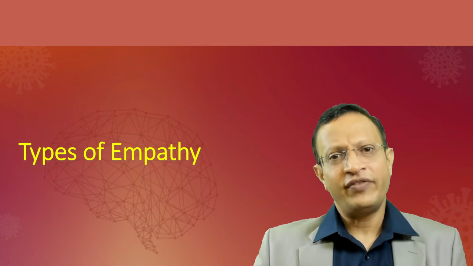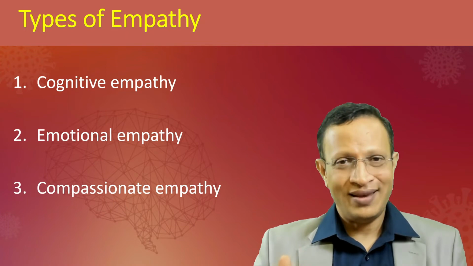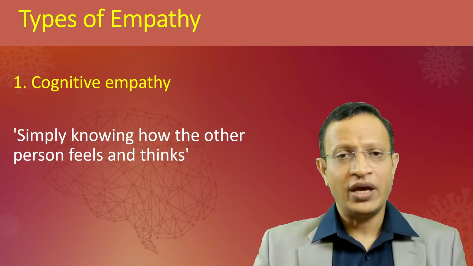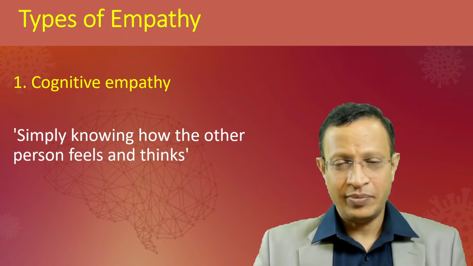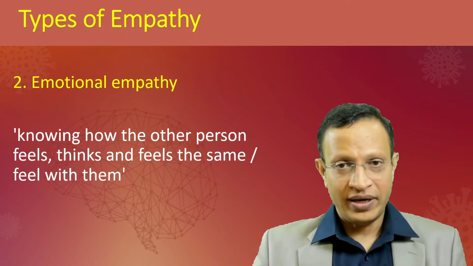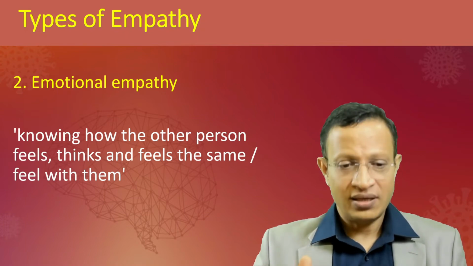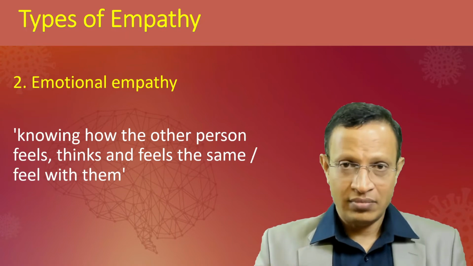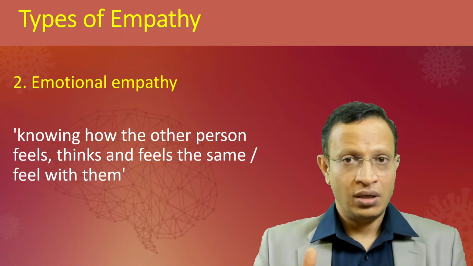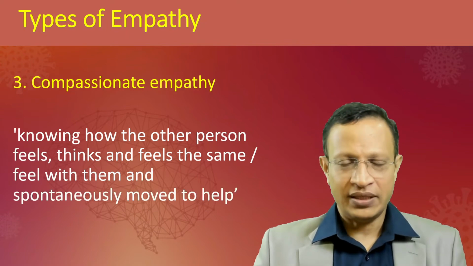Now, let's understand what are the different types of empathy. As I mentioned earlier, cognitive empathy, emotional empathy, and compassionate empathy. Cognitive empathy is simply knowing how the other person feels and thinks. That means it is more at the cognitive level. You may not be feeling what is happening with him. Whereas emotional empathy is knowing how the other person feels and thinks, and feeling the same. That means you're not only understanding at the thought process level, you are able to feel the same pain the other person is feeling. That is emotional empathy.